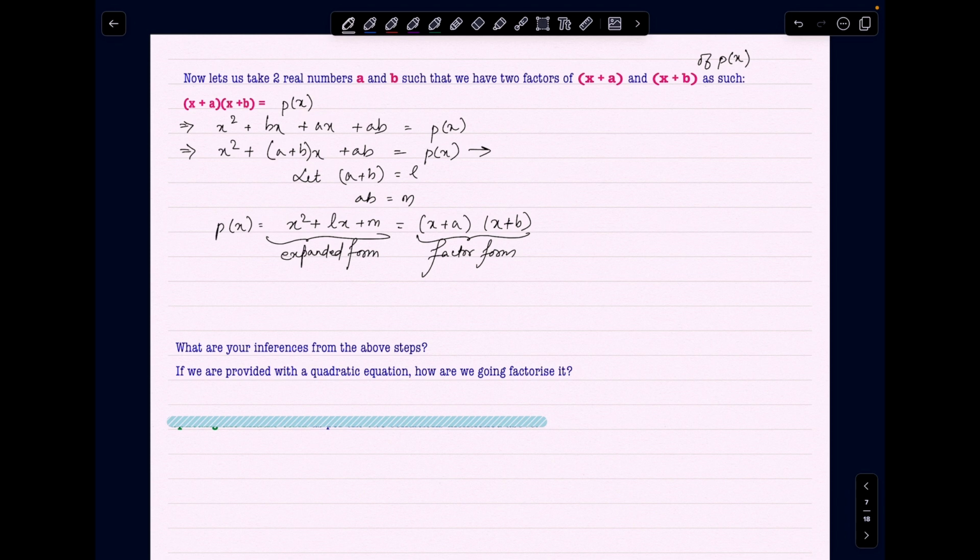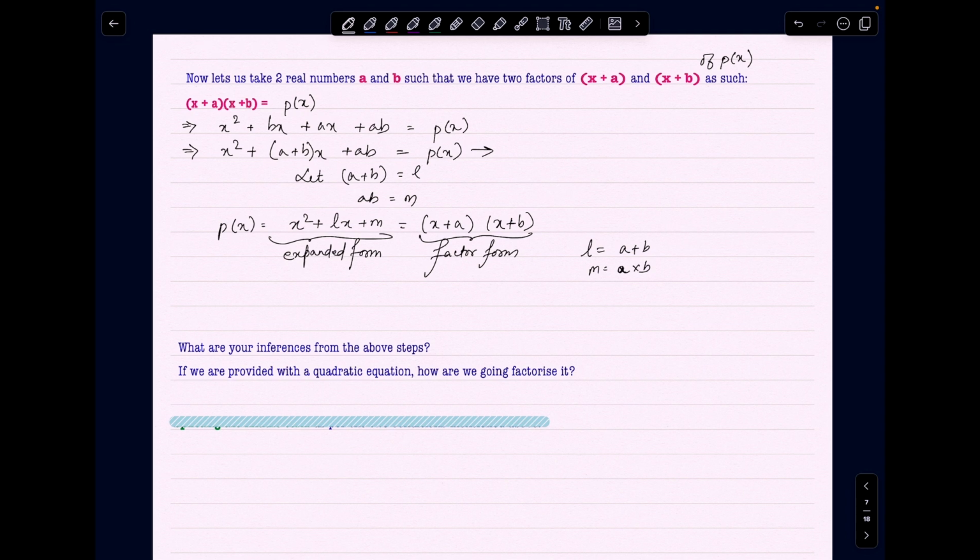So here you are seeing that x square plus lx plus m in expanded form equals (x plus a) into (x plus b), where l equals a plus b and m equals a into b. l is the coefficient of x to the power 1. m is the coefficient of x to the power 0. Got my point? Now suppose in the question x square plus lx plus m is given.